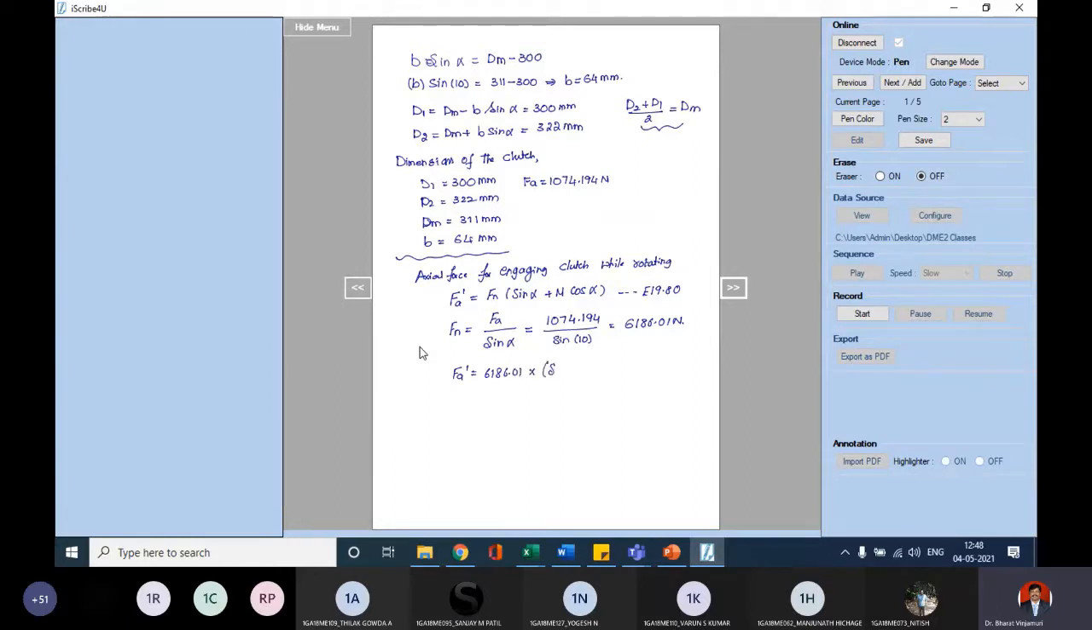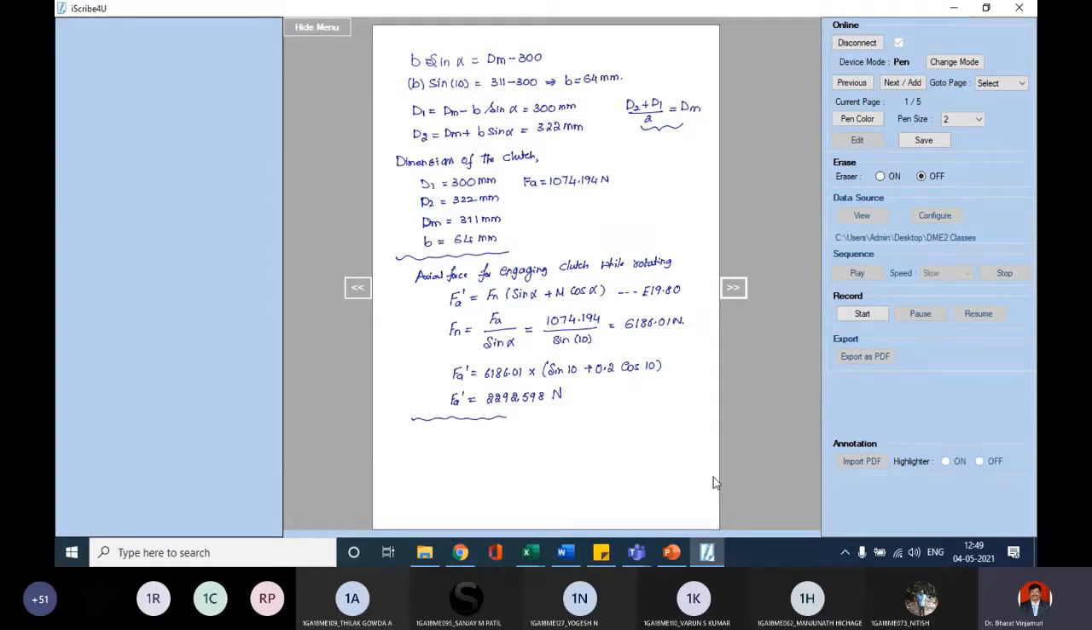So FA dash is 6186.01 multiplied by sin 10 plus mu, 0.2, cos 10. So how much is FA dash? Let me know. How much is the answer? 2292.59 newtons. 2292.598 newtons, right.